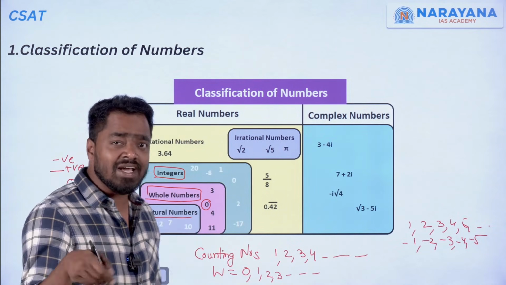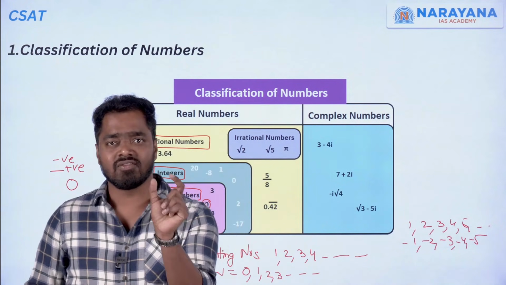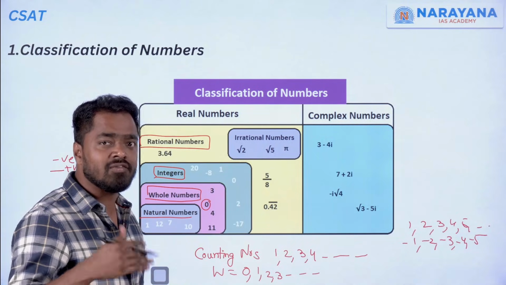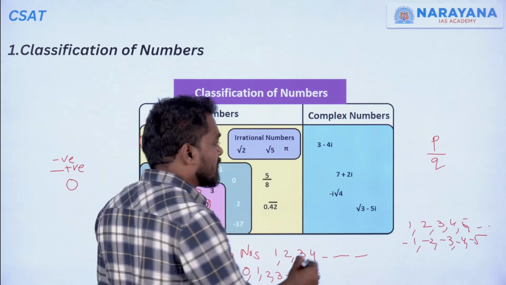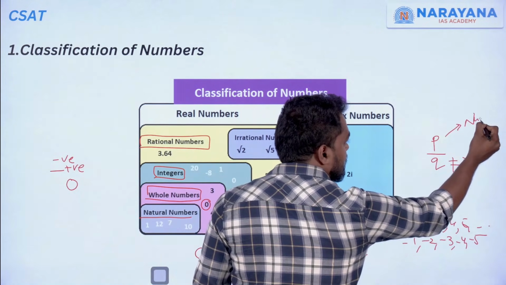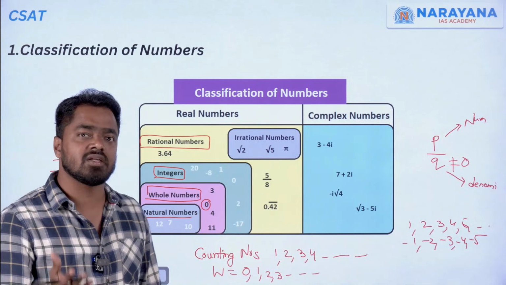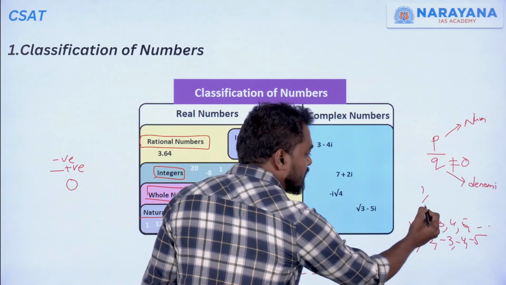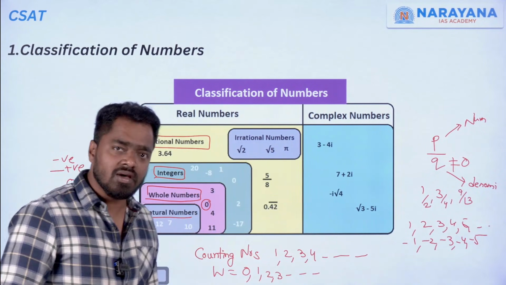These are integers. The next set of numbers is rational numbers. What are rational numbers? The word rational comes from the word ratio. These are those numbers which can be expressed in the form of a fraction p by q, but the denominator should not be equal to 0. In a fraction, this is called the numerator and this is called the denominator. Any number that can be expressed in the form of a fraction is called a rational number. For example, 1 by 2, 3 by 4 or 9 by 13. These numbers are rational numbers.